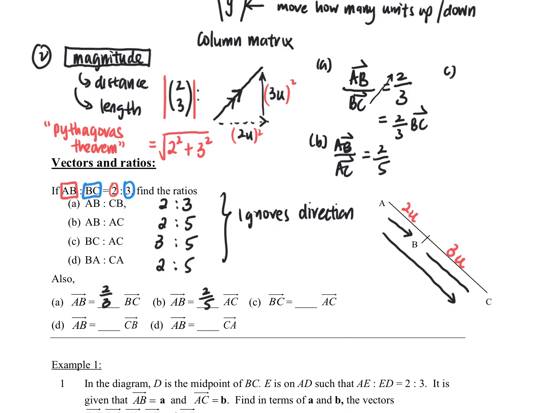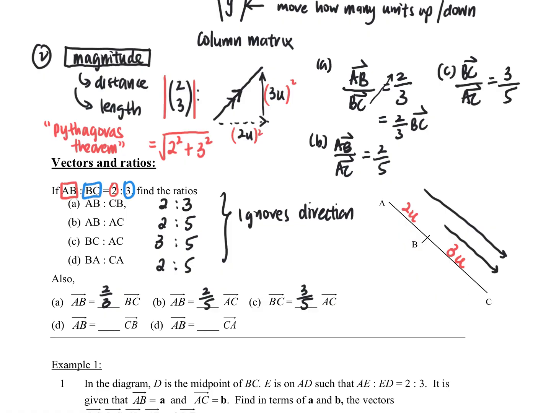Let's look at part C. BC compare with AC. So BC is here, compare with AC. So it's 3:5. So put 3/5. So just follow the units.